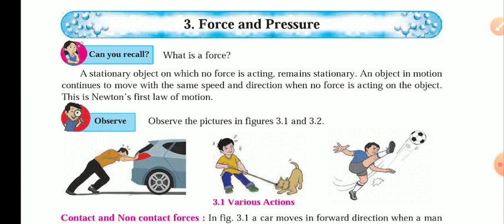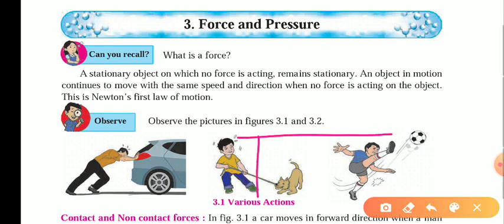Newton's first law of motion states that a stationary object remains in the state of rest, or a moving object continues to move with the same speed and direction when no force is acting on the object. In simple words, let's take an example. If there is a table and a book is kept on it, this book will remain on the table in a stationary state unless and until there is an external force acting on it.